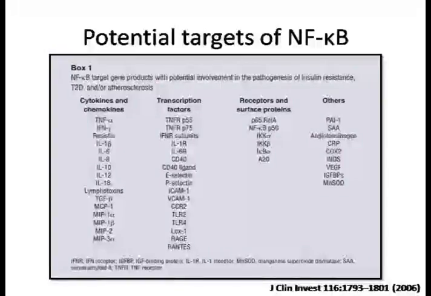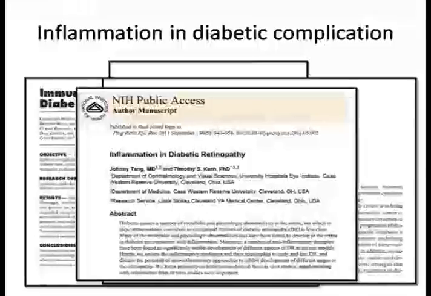So what are the potential targets? Targets can be cytokines, lymphotoxins, transcription factors, receptors and surface proteins, or others. Not only is inflammation involved in the pathogenesis of diabetes, but also in diabetic complications. There are numerous papers showing that cytokines and inflammatory markers are increased in various diabetic complications: immune mediators in patients with acute diabetic foot syndrome, the role of inflammatory cytokines in diabetic nephropathy, and inflammation in diabetic retinopathy. So how do we target inflammation?